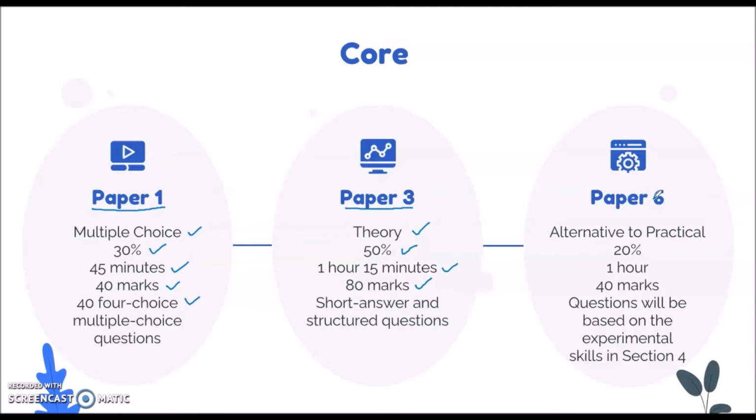Now we have the third paper, which is paper 6. Paper 6 is alternative to practical, so it is a written paper. You don't have to do practical hands-on. You have to write it on paper. The weightage out of 100% is 20%, and you have 1 hour to answer 40 marks questions.